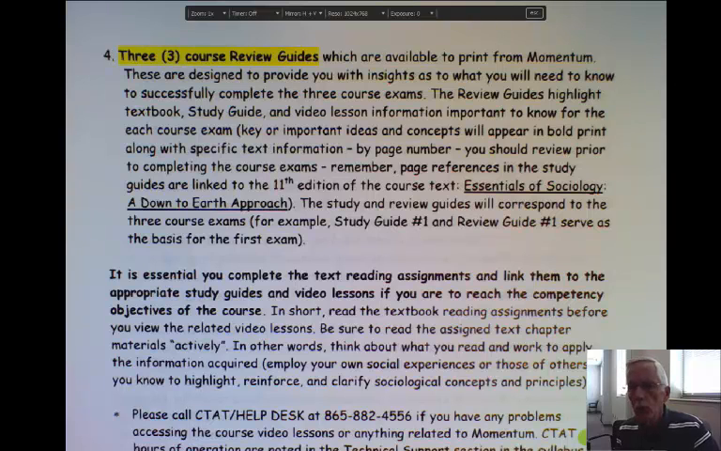You'll need to purchase or rent a copy of the textbook. I realize textbooks can be very expensive, but a key to doing well in this class is having access to the textbook. Without having access to the text, the study guides and the review guides, I can pretty much guarantee you're going to have serious problems in this course.